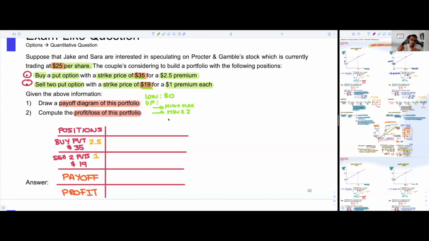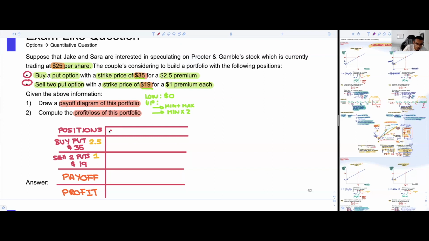In this case, I'll help you out. Our min plus max would be 19 plus 35, which is 54. And our min times 2 would be 38. In this case, I'm going to opt for the min plus max method, because it's going to give us a pretty good set of extremes. Hopefully that made sense.